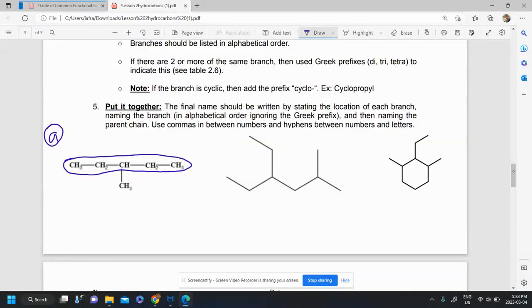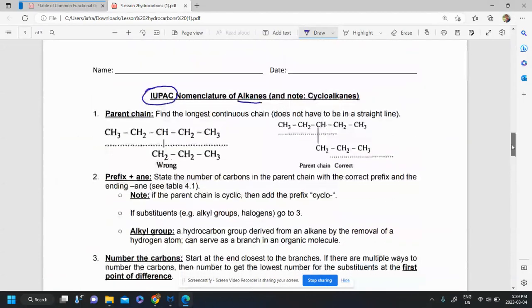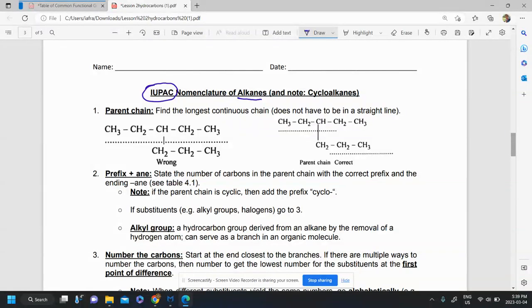And what you need to do is name that parent chain. Since it's an alkane, the name is going to end in ane, A-N-E. If it was an alkene or alkyne, the name would end in ene for alkenes and ine for alkynes. So we're going to end in ane.